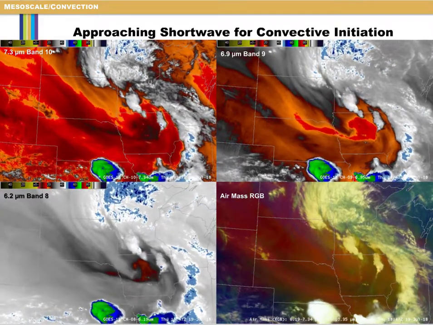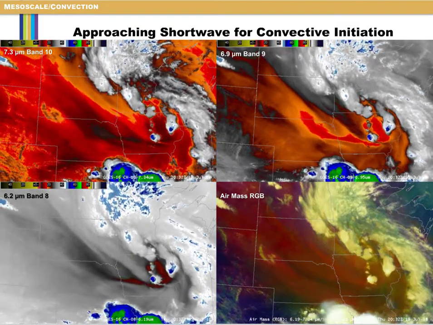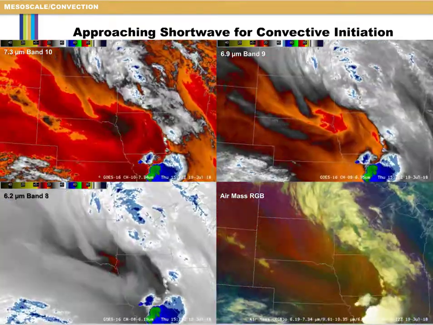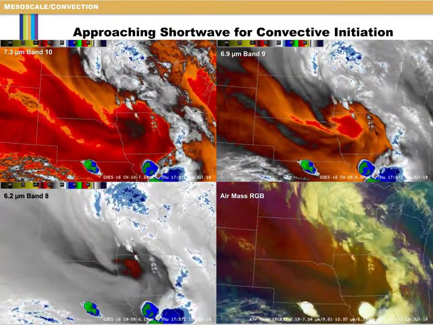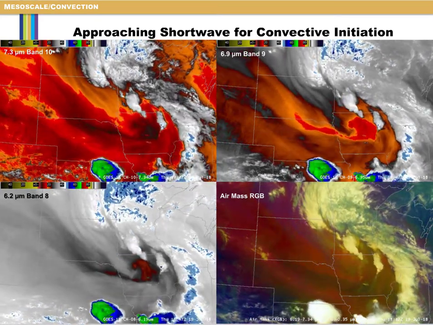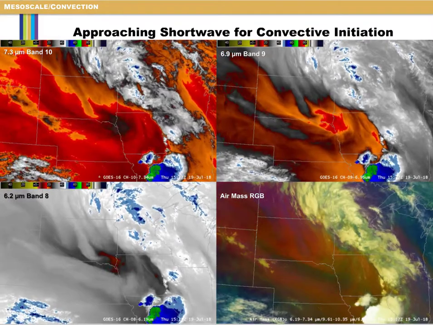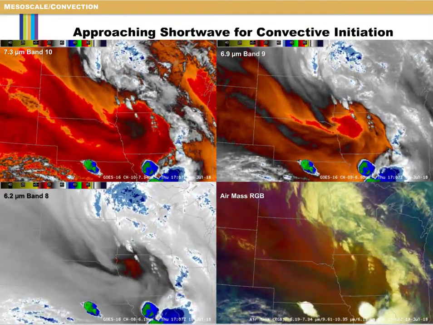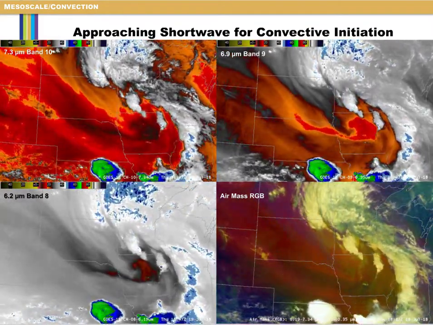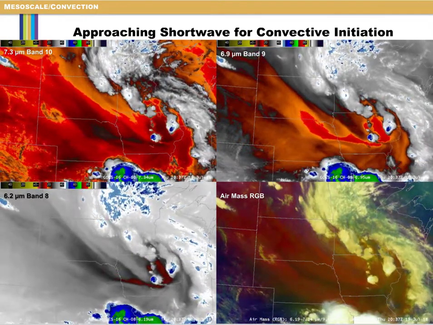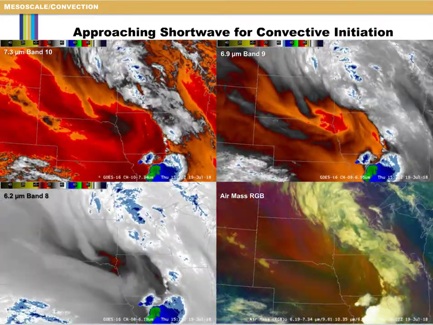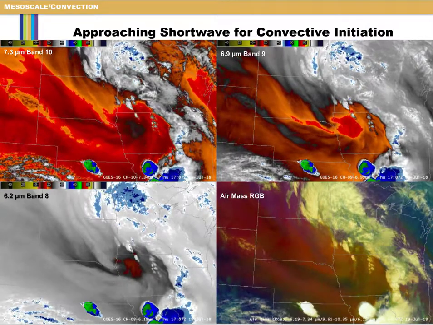One of the critical tasks of satellite imagery during the pre-convective environment is to monitor for approaching short waves or jet streaks potentially leading to convective initiation. Unlike pre-GOES-R imagery with only one water vapor band, the GOES-R series has 3 water vapor bands which can help identify short waves.